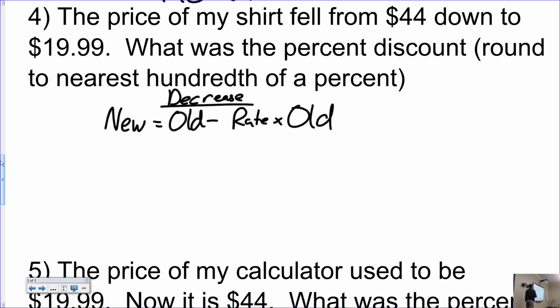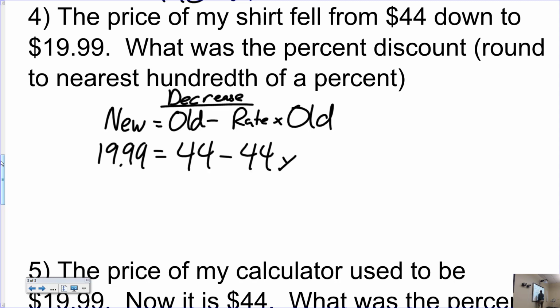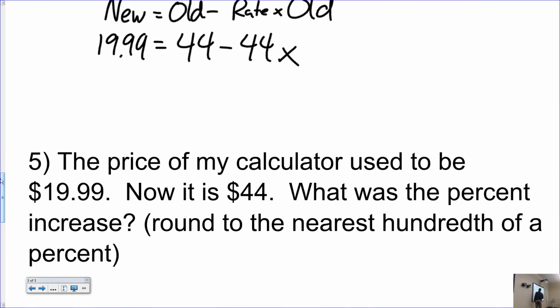What's new and what's old? 19.99 is new. The rate is X this time, folks. How do you solve for X in this equation? Subtract the 44 first. Please be careful with that one. I get a lot of people who try and divide by 44 right off the bat. That doesn't work.